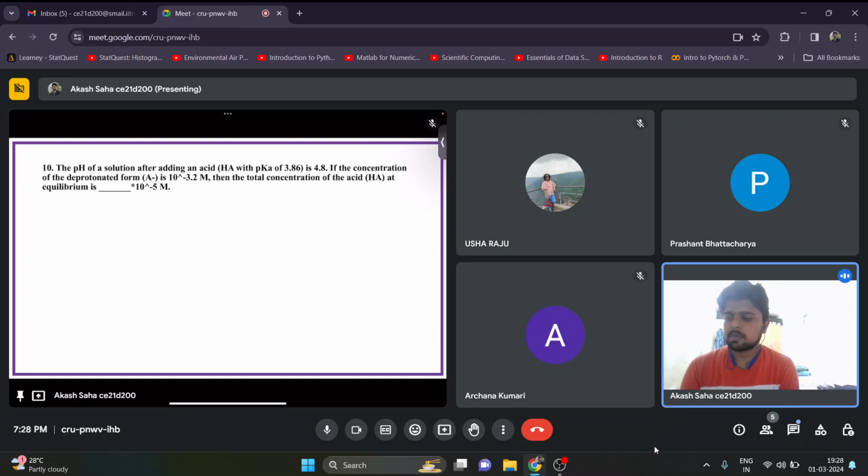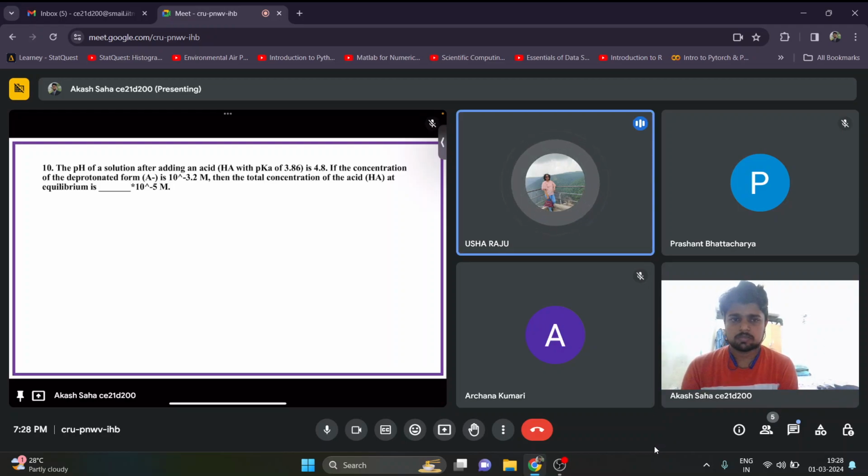So here in this system, we have water and acid. Once these two are added, the pH of that system is found out to be 4.8. Now the deprotonated form, the A minus ions, is 10 raised to minus 2.3. And you have to find out the concentration of acid at equilibrium. That's it. That means H plus ion concentration is also the same because HA will ionize to give H plus ion and A minus ion. Whatever is the concentration of A minus ion, same will be H plus ion. Am I right? Let's see.